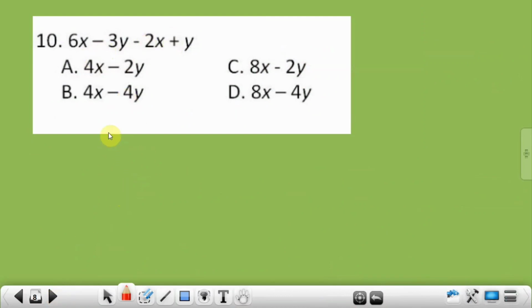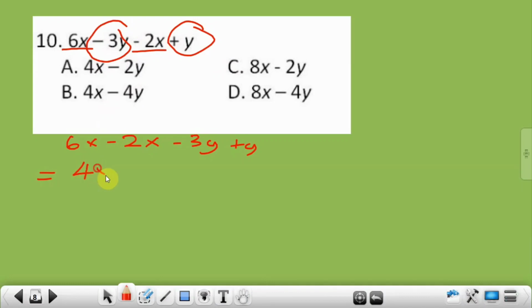Okay, simplify this. So 6x minus 2x, we rearrange. Minus 3y, plus y. Okay, 6 minus 2 is 4, so 4x. Negative 3 plus 1 is negative 2y. So this is the answer. Where do we have the answer? A.